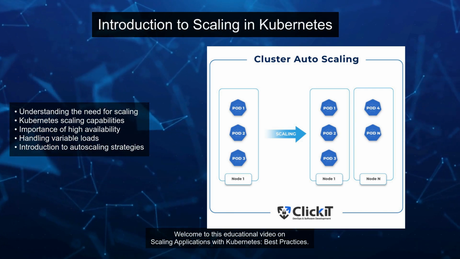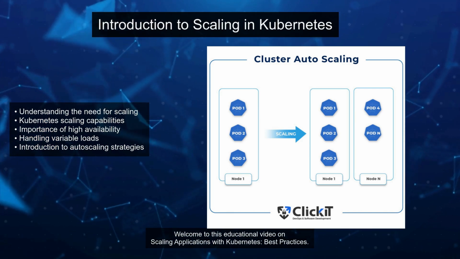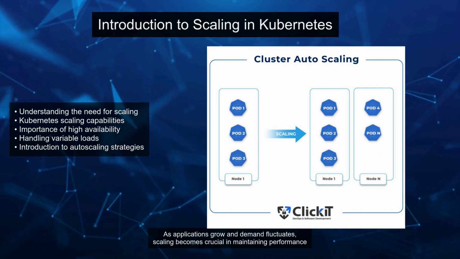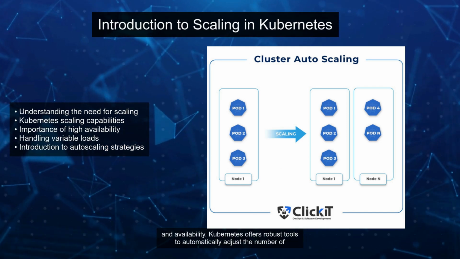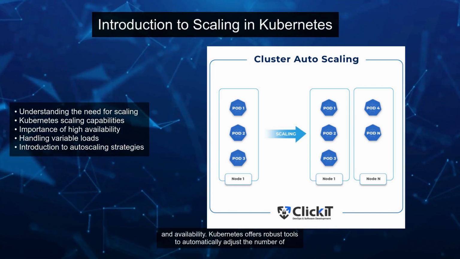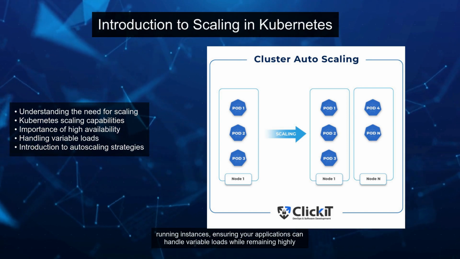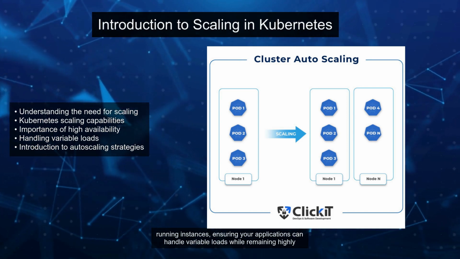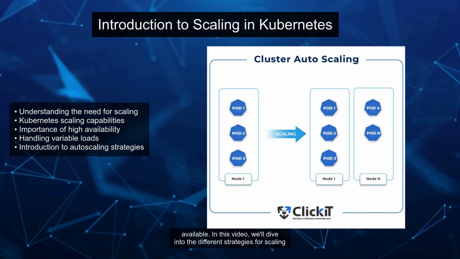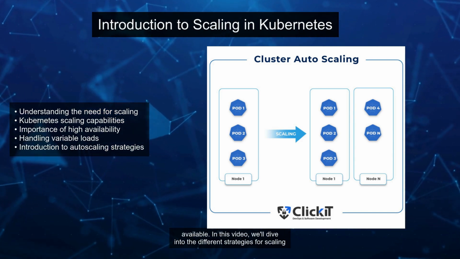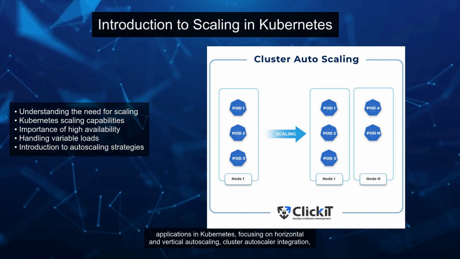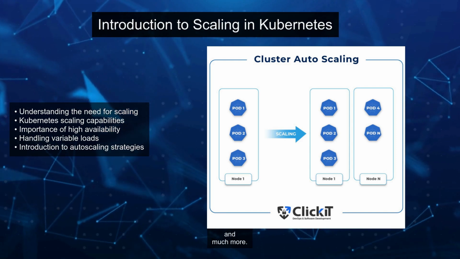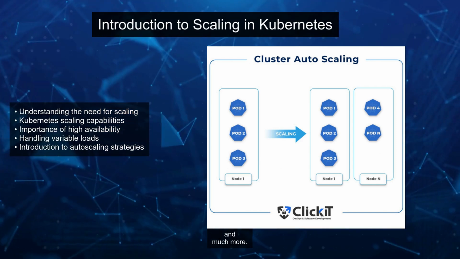Welcome to this educational video on scaling applications with Kubernetes, best practices. As applications grow and demand fluctuates, scaling becomes crucial in maintaining performance and availability. Kubernetes offers robust tools to automatically adjust the number of running instances, ensuring your applications can handle variable loads while remaining highly available. In this video, we'll dive into the different strategies for scaling applications in Kubernetes, focusing on horizontal and vertical autoscaling, cluster autoscaler integration, and much more.